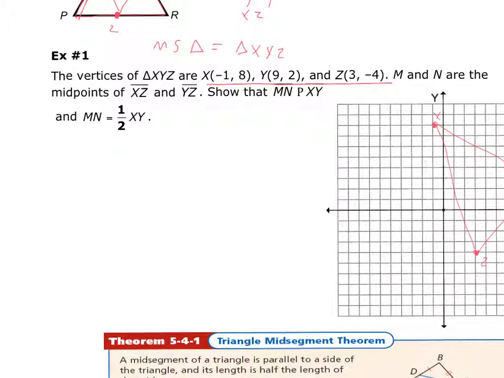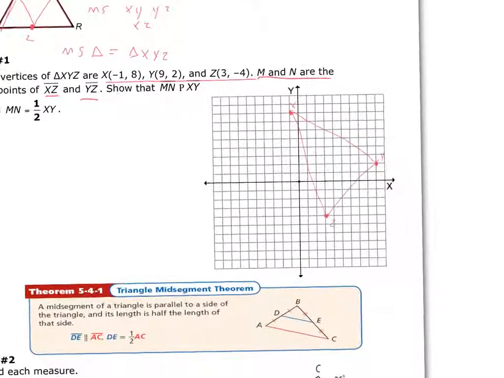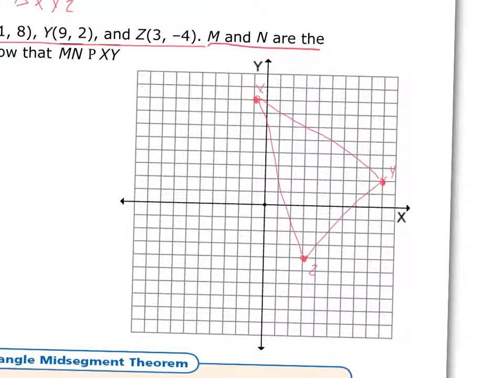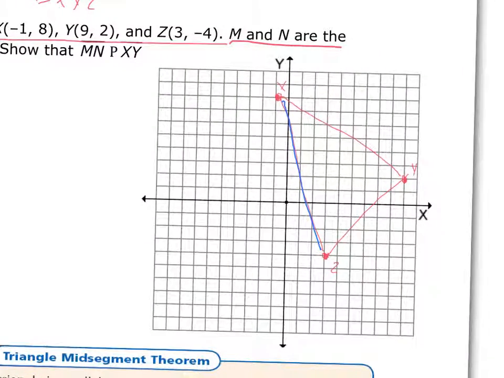Okay? All right, so now we need to analyze the second part of what the problem says. And it says that M and N are the midpoints of XZ and YZ. Okay, so we need to go ahead and find the midpoint of XZ, or this line, and the midpoint of YZ, or the midpoint of this line.